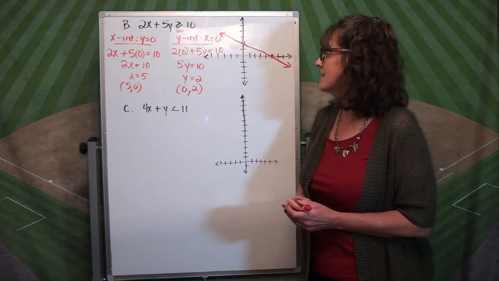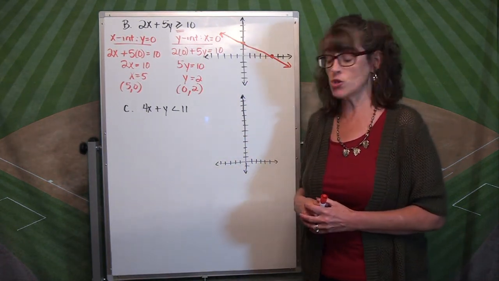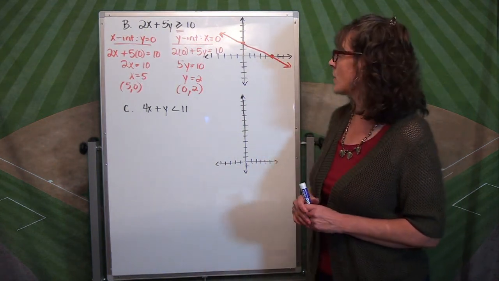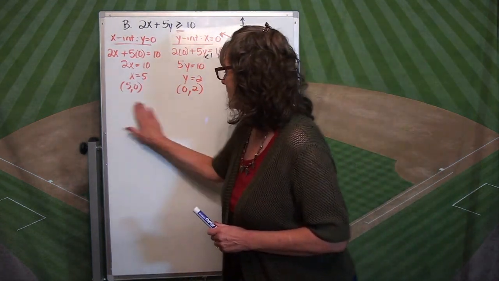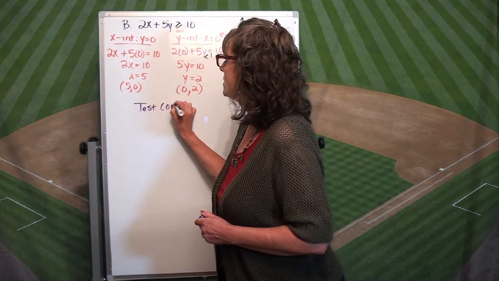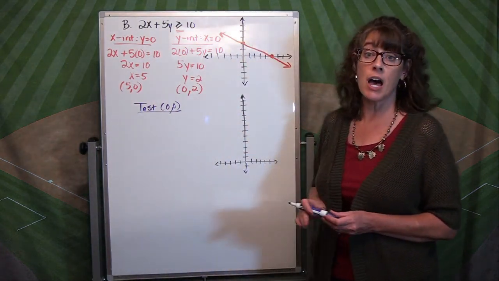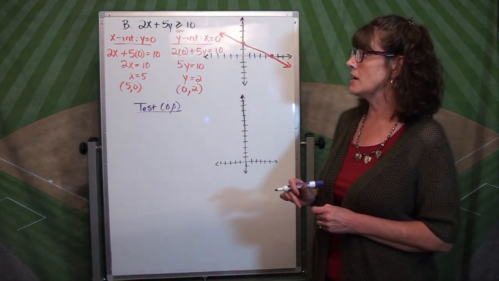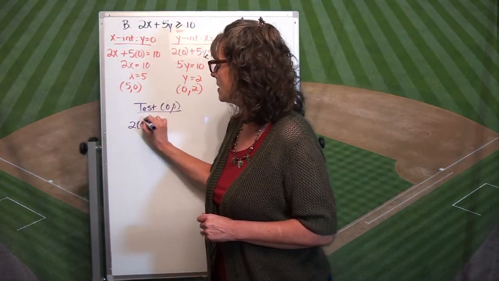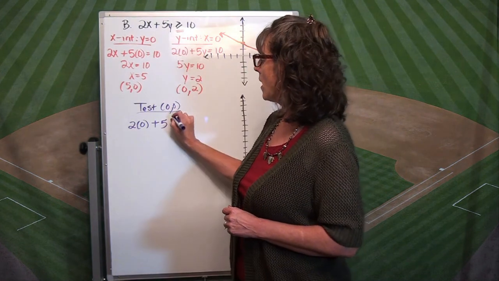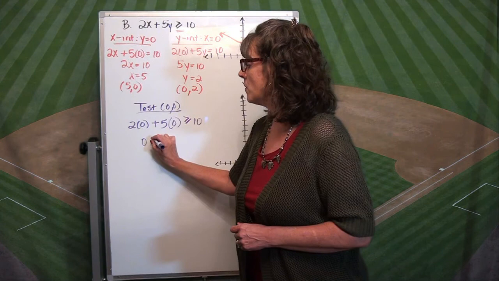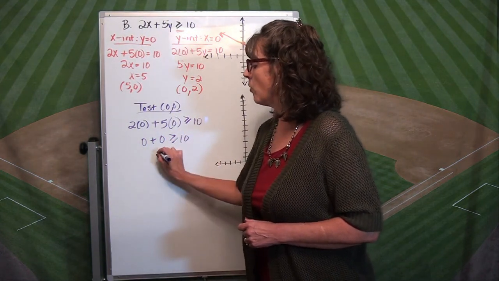Now, I need to decide which side has all the solutions. So I'm going to test a point. Can I test my beloved (0, 0)? Yes, I sure can. I'm going to slide this down here a little bit. Remember, you can test it if it is not sitting on the line. And it's not on the line, it's sitting down here. (0, 0) is the easiest thing to work with, because I'm going to put a 0 right there where the x is, and a 0 right here where the y is. And watch how easy this is. This becomes 0, this becomes 0, and the whole thing becomes 0.